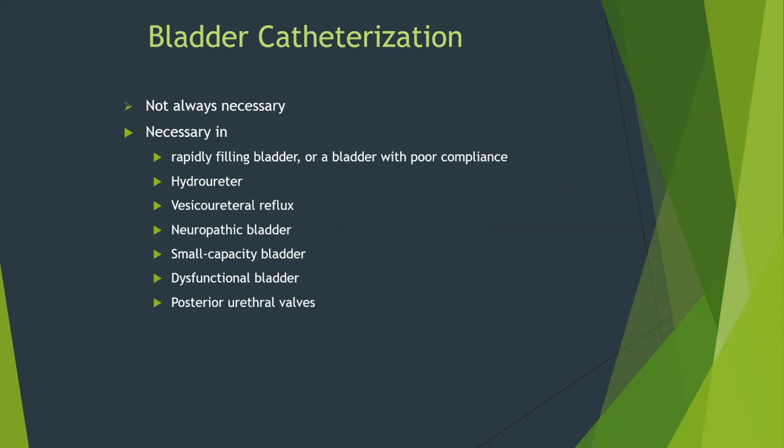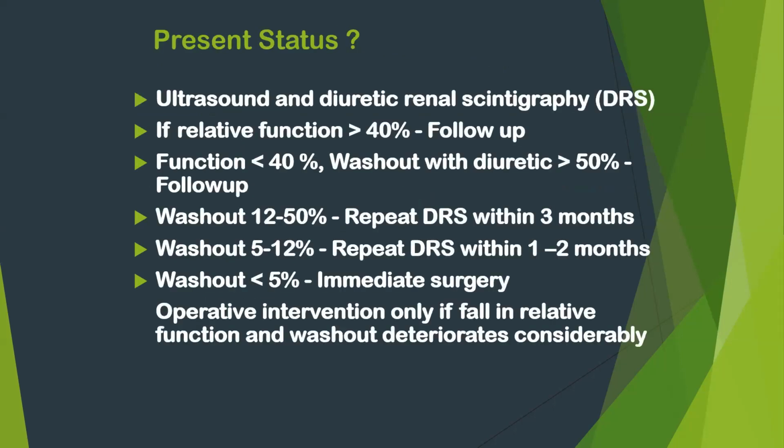It is necessary in a rapidly filling bladder or a bladder with poor compliance, in hydroureter, VUR, neuropathic bladder, small capacity bladder, dysfunctional bladder, or posterior urethral valves. So ultrasound and diuretic renal scintigraphy are the modality of choice in the treatment of these babies.